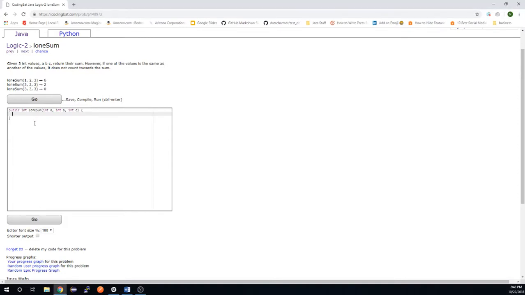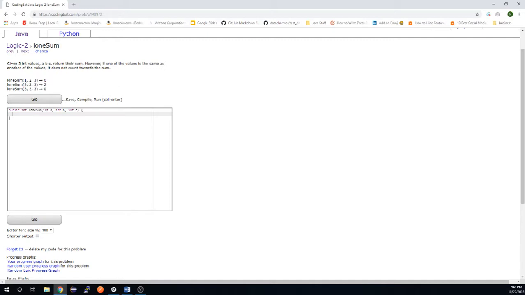This is Coding Bat Java Logic 2 loneSum. Given three int values a, b, and c, return their sum. However, if one of the values is the same as another one of the values, it does not count towards the sum. For example, if we have 1 plus 2 plus 3, the sum is 6.